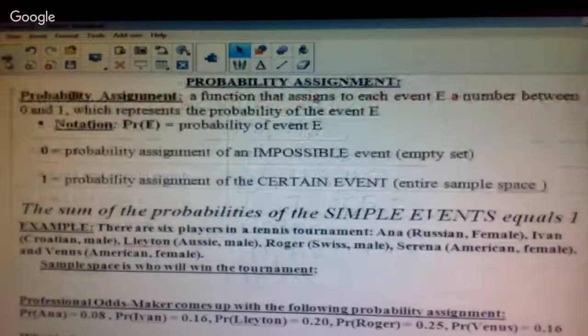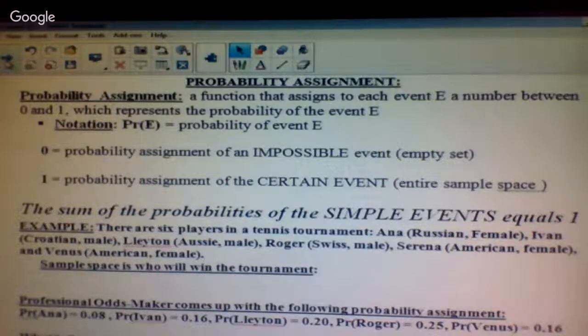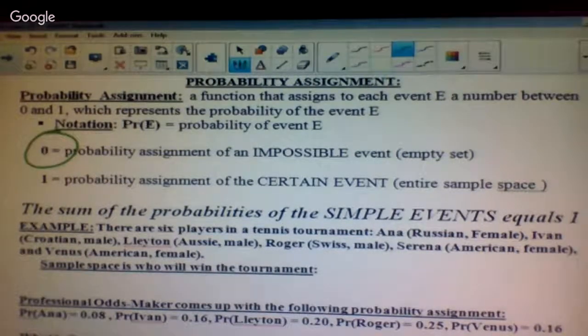Here comes the hard part. Okay, so probability assignments. If it is an impossible event, your probability is 0. It's never going to happen. If it is a certain event, your probability is 1. 1 represents 100%, just in decimal form. Anything else is between 0 and 1, so you're always going to have a fraction or a decimal between 0 and 1. Probability can never ever be negative.